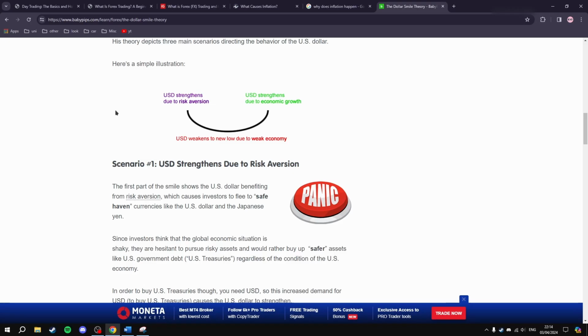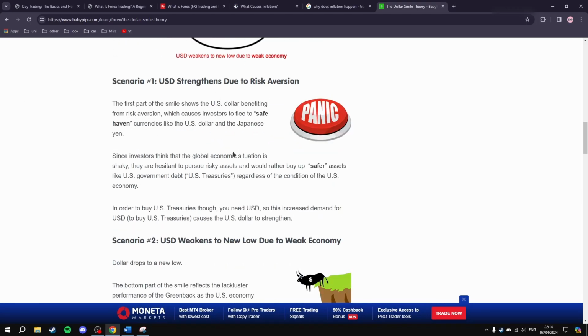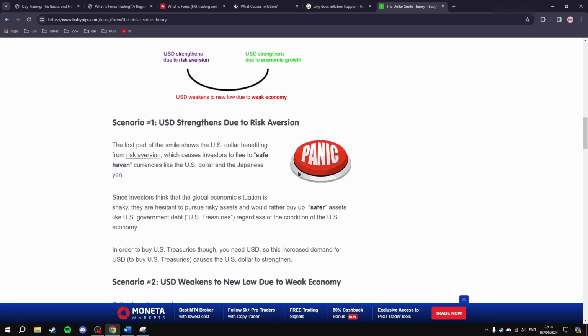Scenario 1. USD strengthens due to risk aversion. The first part of the smile shows the US dollar benefiting from risk aversion, which causes investors to flee to safe haven currencies like the US dollar and the Japanese yen. Since investors think that the global economic situation is shaky, they are hesitant to pursue risky assets and would rather buy up safer assets like the US government debt, US treasuries, regardless of the condition of the US economy. In order to buy US treasuries though, you need USD, so this increased demand for USD to buy US treasuries caused the US dollar to strengthen.